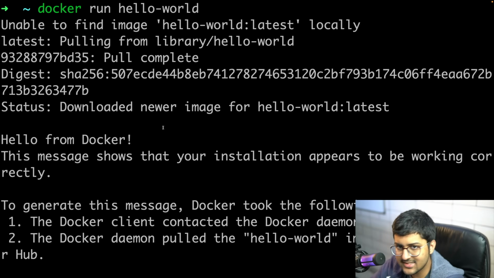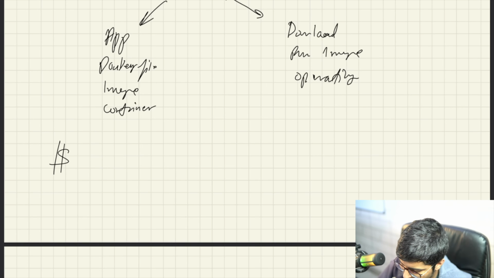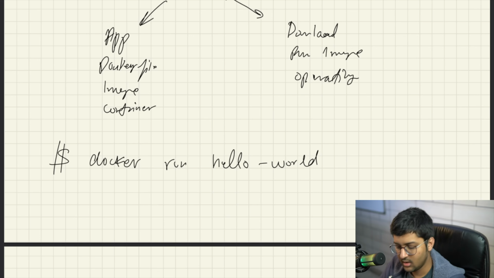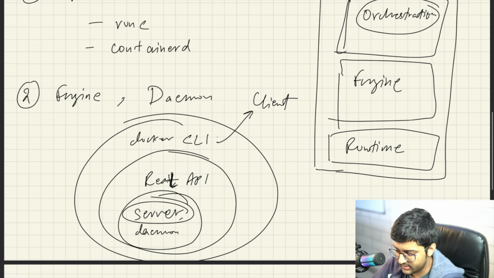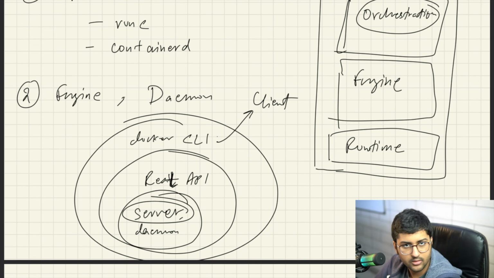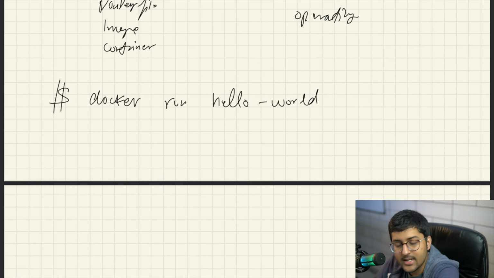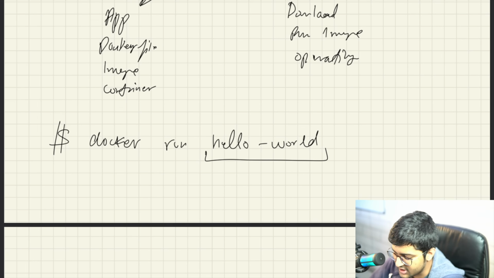So we are saying docker run hello-world. What does it mean? Docker is the Docker CLI, the client. It's going to the Docker server and saying, hey, run hello-world. What is run? Run basically means you run an image to create a container. You run an image to create a container. Isn't that what run is? That is what run is. And this is the image name.